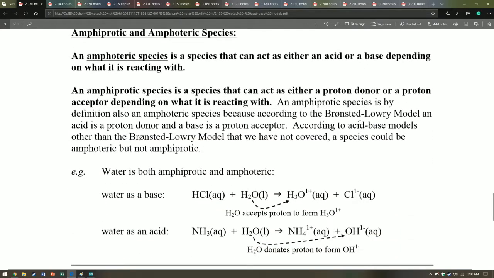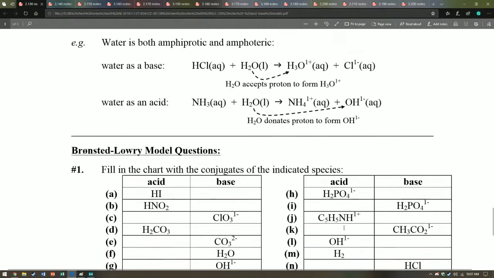Lastly, we should mention the difference between amphiprotic and amphoteric species. An amphoteric species can basically act as both an acid or a base, and an amphiprotic species is a subset of something that is amphoteric, which means it can either donate or accept a proton. So an example of something that is amphiprotic and amphoteric is water. Water can act as a base, so here we see water is acting as a base, accepting a proton from HCl, or it can act as an acid, where it'll donate one of its protons here to form NH4 plus and OH minus.